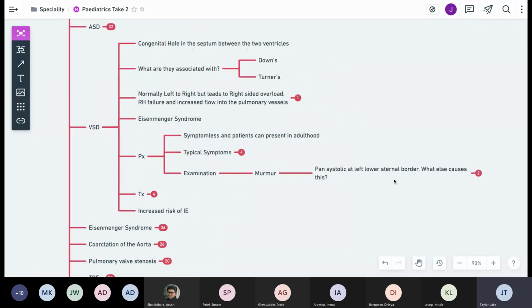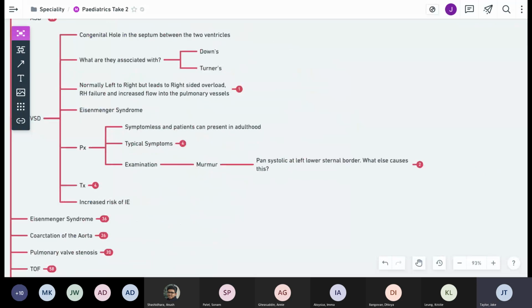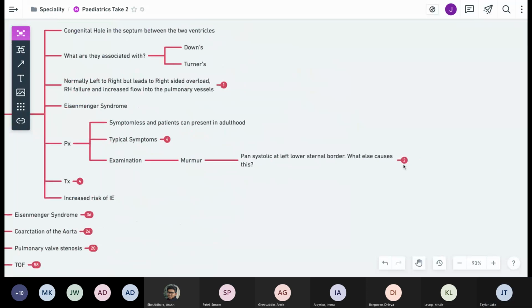What else causes this? I actually don't know what I wrote here. Does anyone know what else causes a pansystolic murmur at the left lower sternal border?